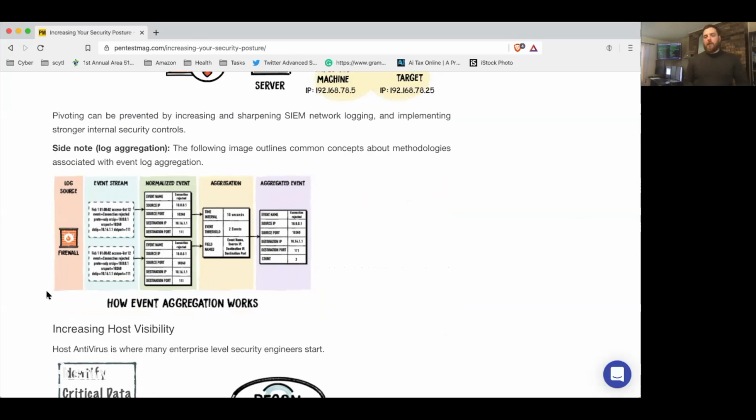So in that same aspect, if I'm seeing someone do something and I can't see that, that's a specific log that needs to be pushed back to whatever log management platform you have.